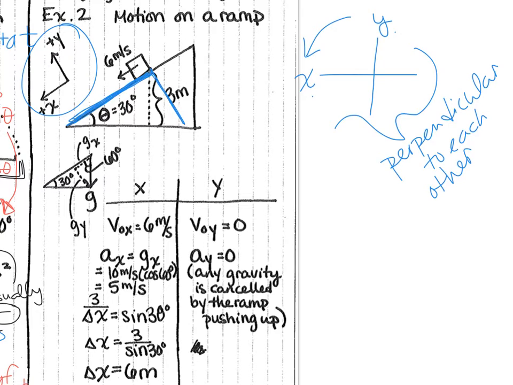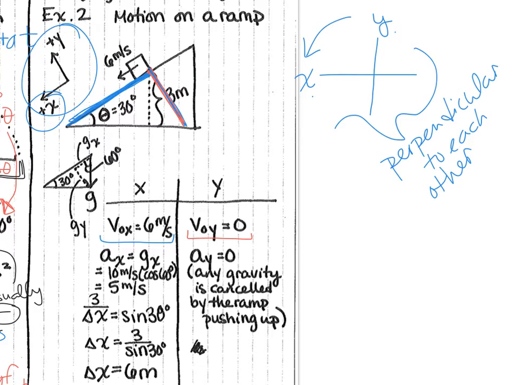So now we know that there is an initial velocity down the ramp, and I decided to make that positive x, which is no problem. And so our initial velocity in the x direction is 6 meters per second, and none of that velocity is into the ramp this way. It actually can't move into the ramp, it's in the way. So our initial velocity in the y direction is 0.